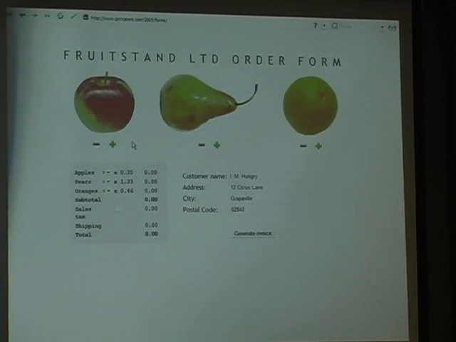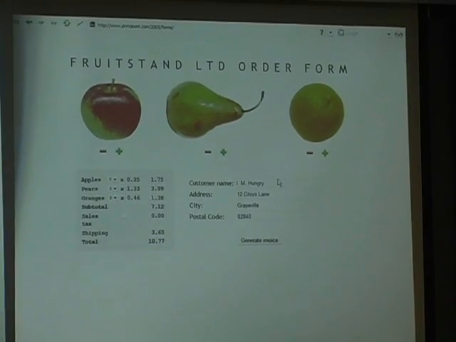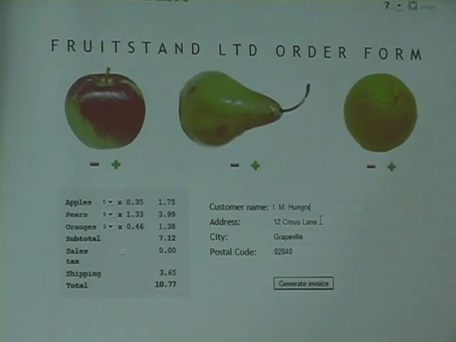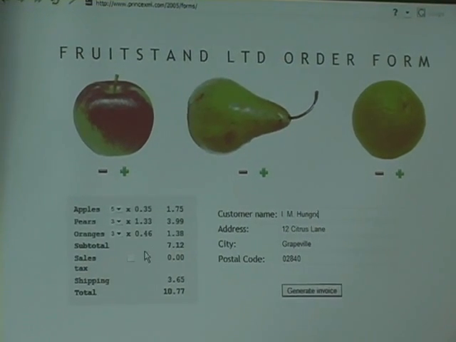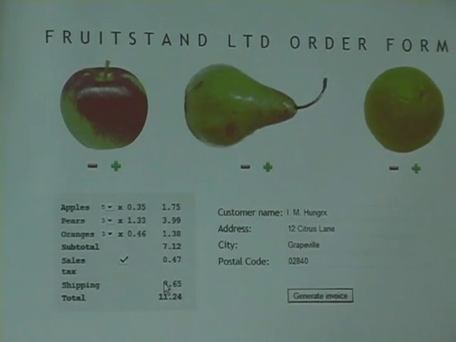This is a fictional order form to buy fruit, and if you click on the apple here, you will add one more to the cart, and you can see the prices being computed dynamically as this happens. We can do the same for the other fruits naturally, and we can type in the name of the person, the address, etc., and we can generate an invoice based on this information that has been generated in the web application.